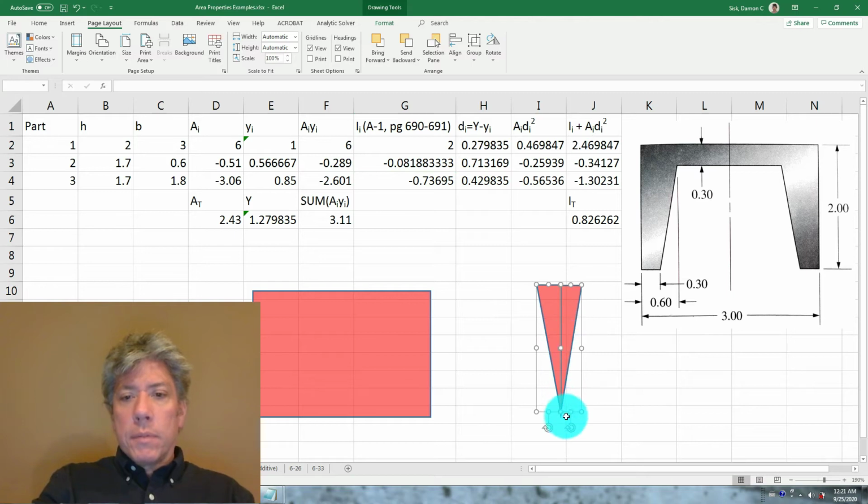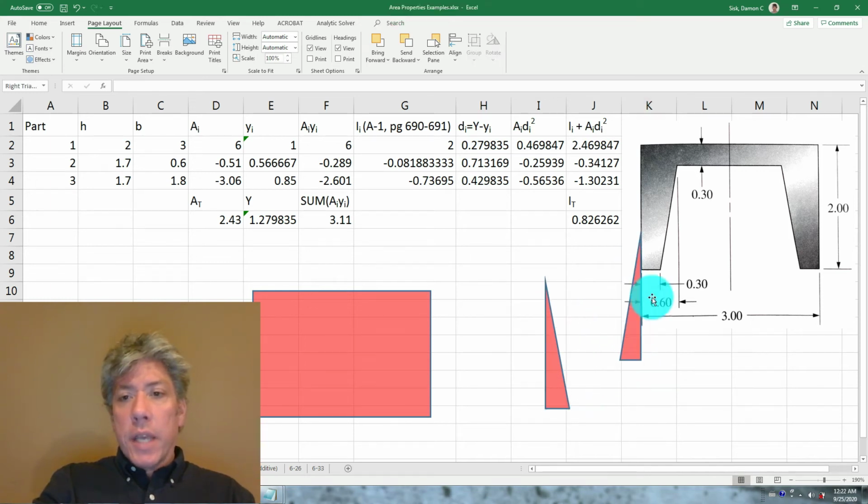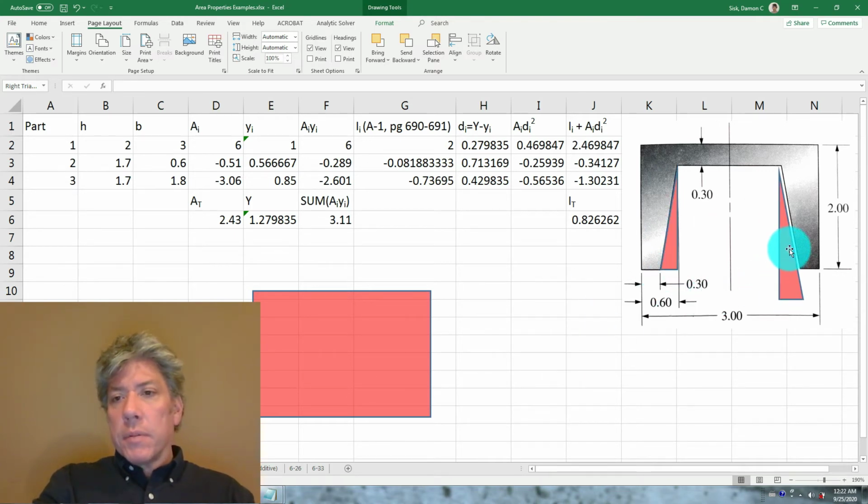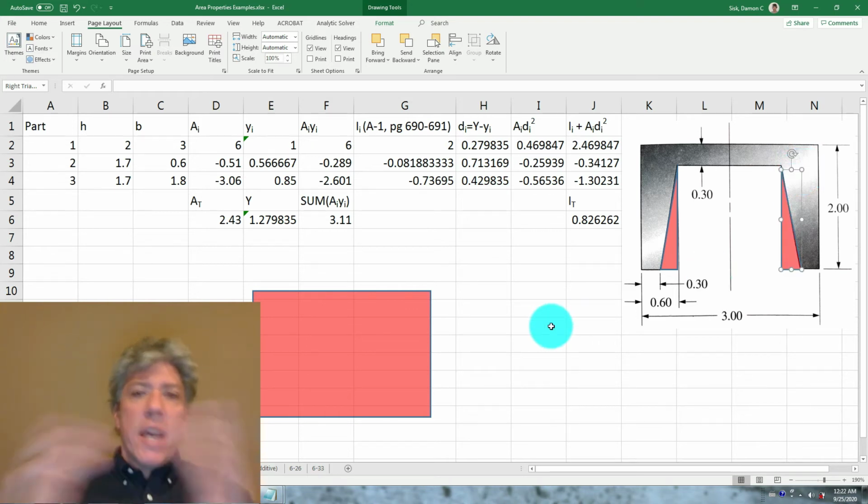Well, the triangle I'm dealing with, it's a negative triangle. I have to resize these a little bit. There's half of it. This might work out better, I think, if I do that. There we go. And there's the other half of it. This is a negative area, right?